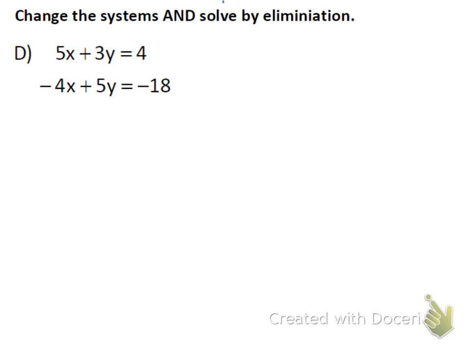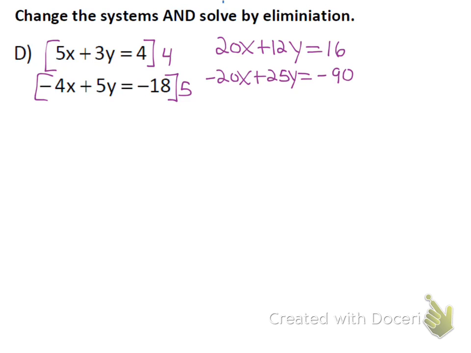Problem D now. What did I do first? Oh, I multiplied the top equation by 4 and the bottom equation by 5. I noticed that the x's had opposite coefficients, so I did the switch scalar method in order to be able to do this. That gives me the equation 20x plus 12y equals 16, and negative 20x plus 25y equals negative 90. My x's eliminate. I end up with 37y equals negative 74, and y equal to negative 2.